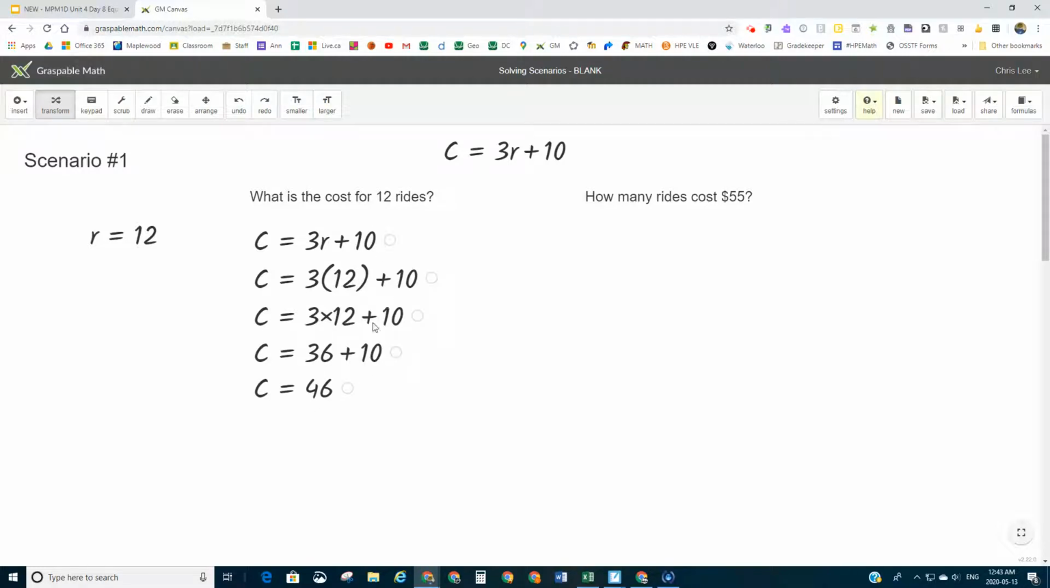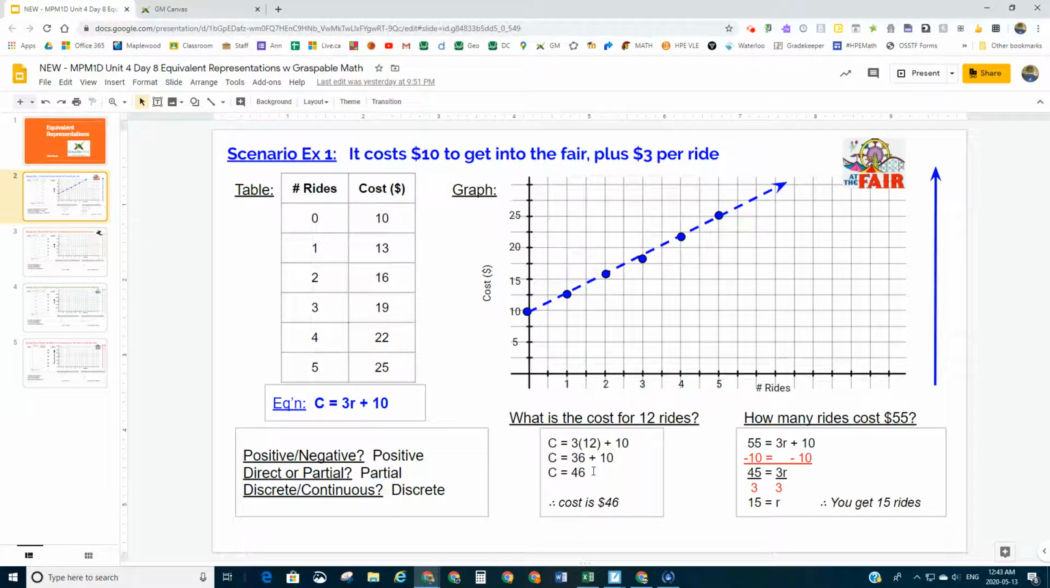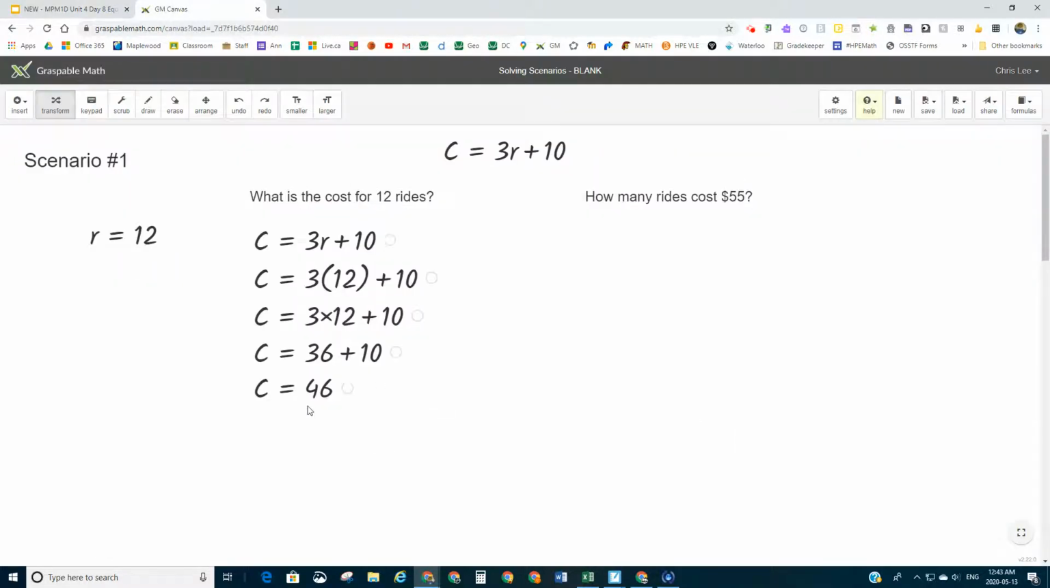And you see how all of these steps have been lined up exactly like we had done on our assignment. 3 times 12 is 36, plus the 10 gets us 46, and we get the same answer. But you can see how quick and easy it was to just have Graspable Math demonstrate these steps. Now, where it's going to really help is in this equation.